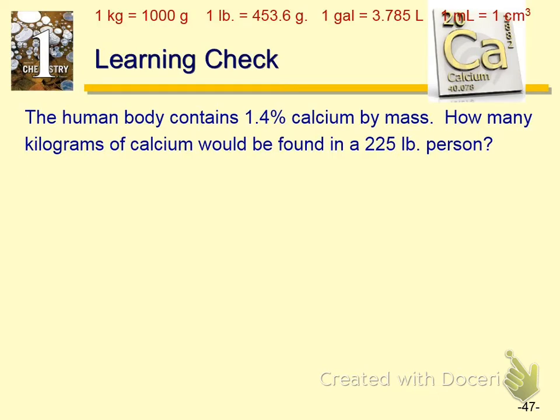Okay, how about this one: the human body contains 1.4% calcium by mass. That's by grams. How many kilograms of calcium would be found in a 225-pound person? Okay, 225-pound person. Why don't you do this one? Let's do it. And since we're talking mass of calcium and mass of body, you might want to label it as such to keep you from confusing yourself.